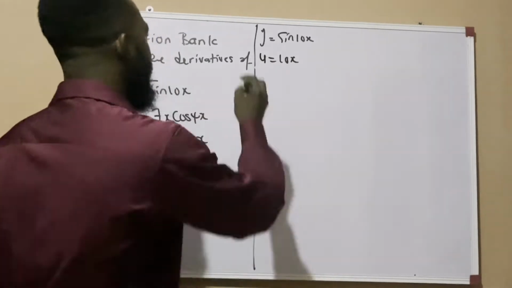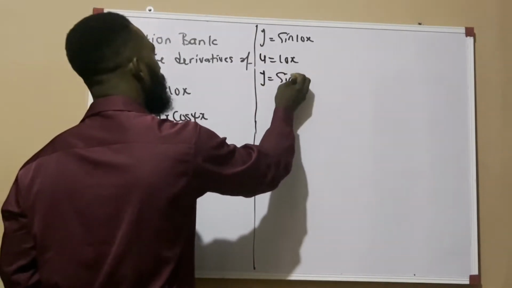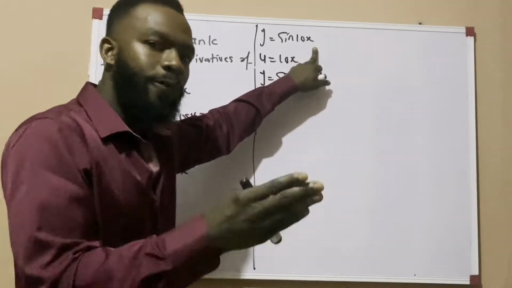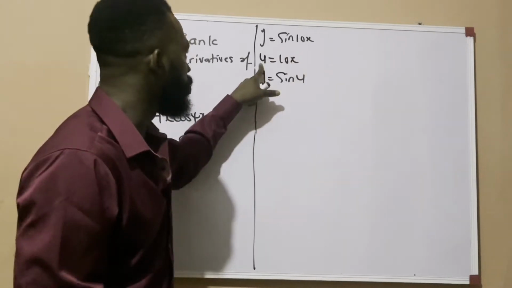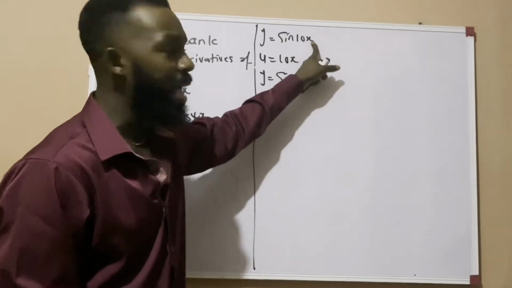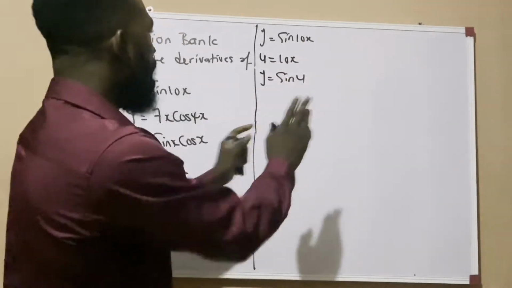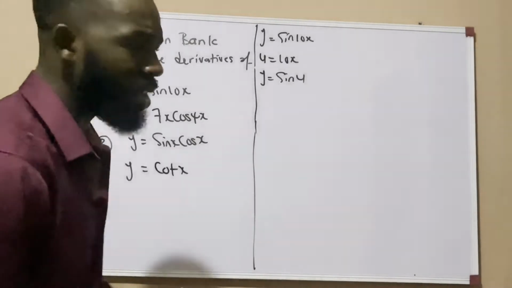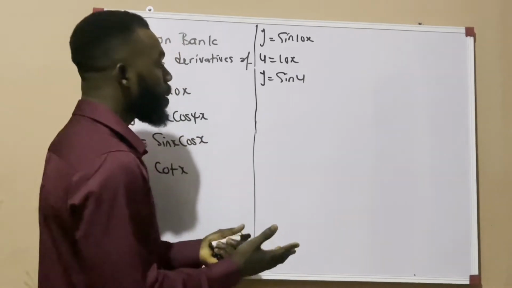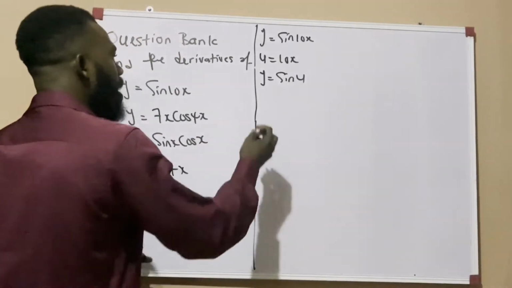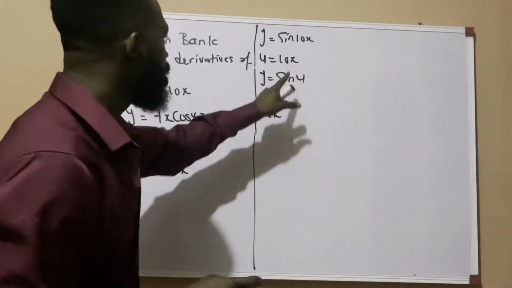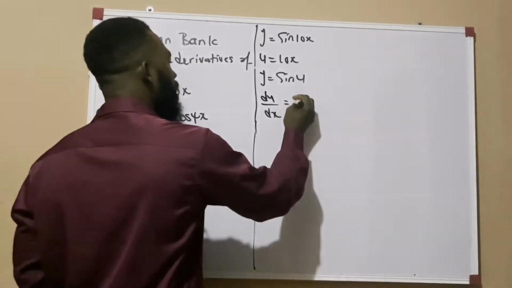Now, if u is 10x, it means y is equal to sine u. How did I get this? We said 10x is the function, and the function is u. So writing the question again, it becomes y equal to sine, and instead of writing 10x, we now write u. Next, as a student, you take the derivative of u with respect to x, which simply means du over dx. If I differentiate 10x, I will get 10.